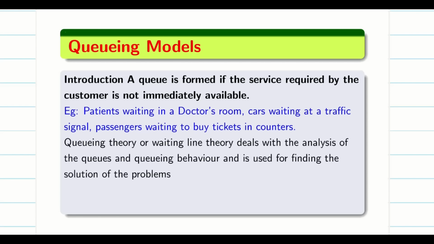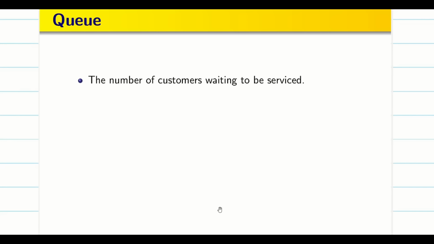Queuing theory, or as people say, waiting line theory, analyzes how queues form, what the behavior of the queues is, and how we find a solution to reduce the waiting time in the queue or manage the queue. So that is what this unit covers, very interesting. Next, we are going to learn what is meant by a queue.